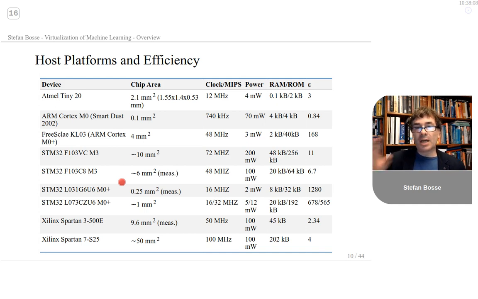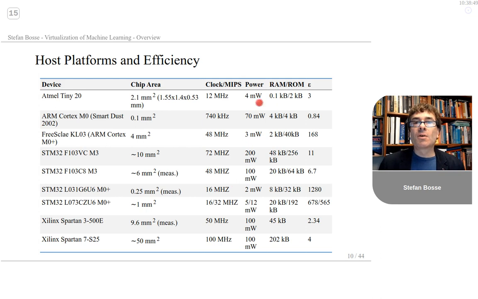So here you see a table with different microcontrollers, and here for instance the very well-known Atmel Tiny 20, the STM32 series addressed in this work, and of course the REXA VM is not only suited for software implementation, it is suited for hardware implementations too, and here in comparison Xilinx Spartan FPGAs. And here you see different chip areas, different typical clock frequencies, and we assume one-to-one scaling of a microprocessor. That means one instruction per hertz clock frequency.